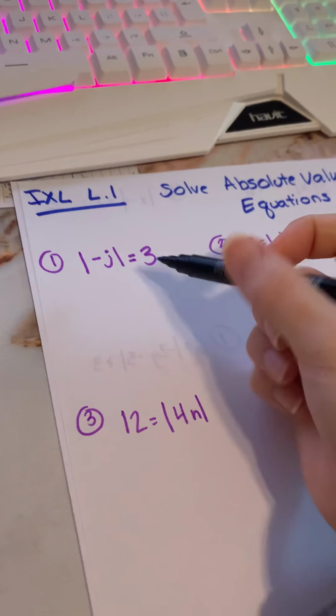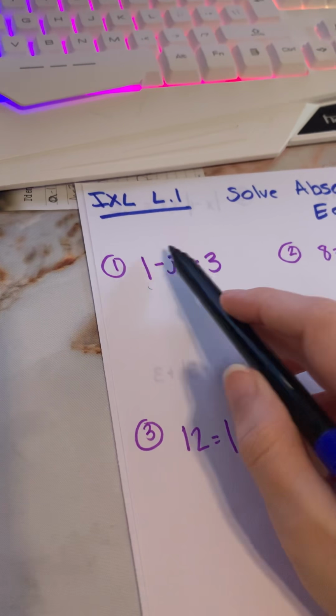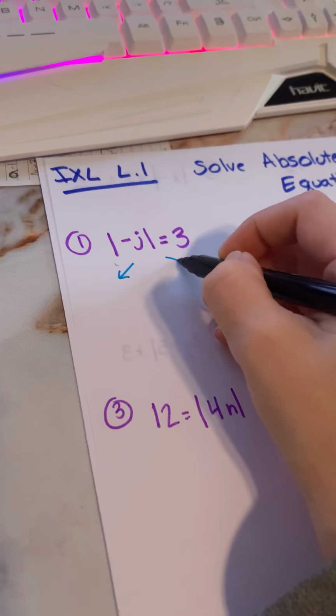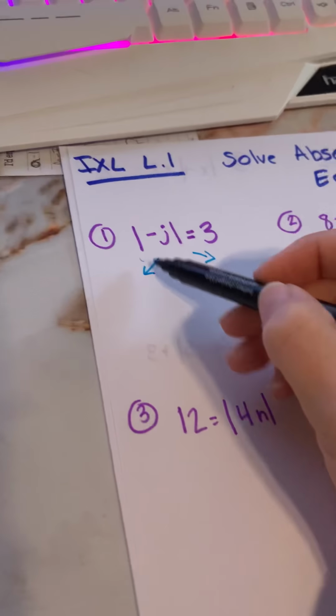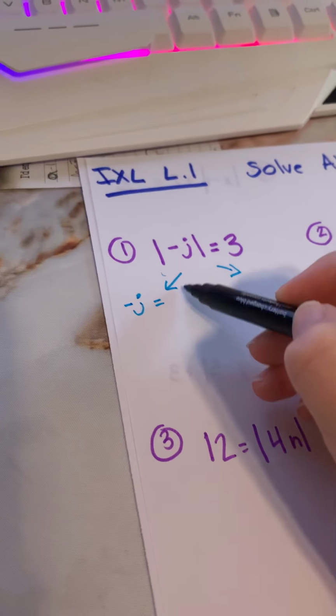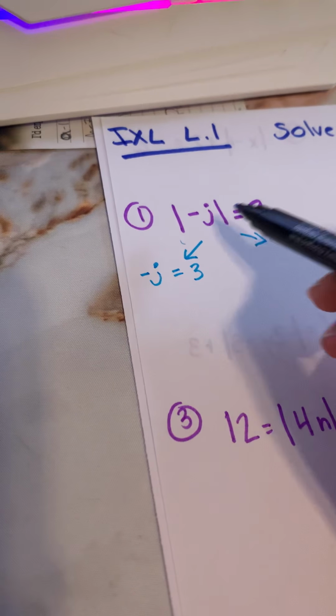So for this first one, if you look, the absolute value is the only thing on this side, so this one's good to go. So we're going to split it into two new equations. And when you split it, you get rid of the absolute values. So I'm just going to write negative j equals 3. First just rewrite it, but no absolute values.